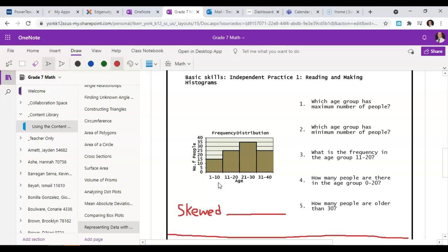Okay. Cool. All right, so it says first, which age group has the maximum number of people? Well, the number of people is here, so I'm looking for the highest, basically. The highest number was this one. There were 35 people, but that's not which. So be careful you look at your question words. It's not asking how many, 35. It's asking which age group. And so the age group that has the most number of people, that would be 21 to 30.